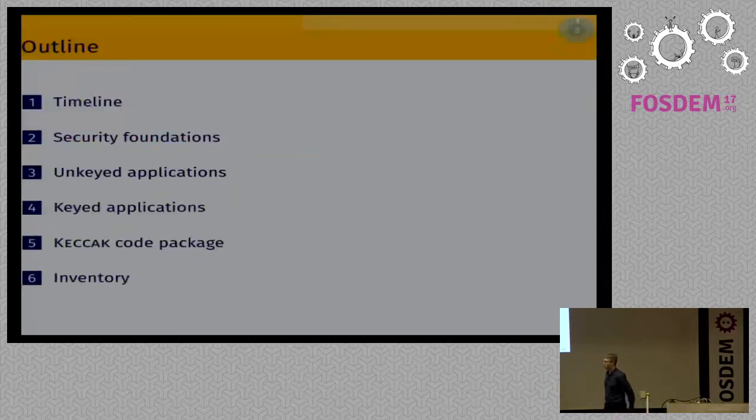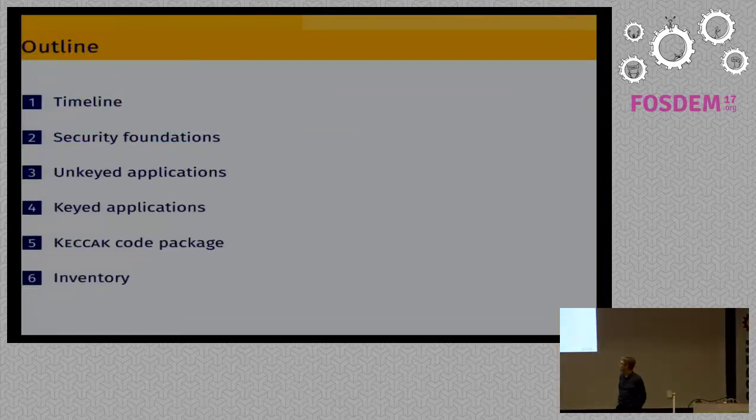So this is the outline of my presentation. I will start with some introduction. Then I will try to discuss the security properties of symmetric cryptography. Then the core of the presentation will be divided into two parts, the keyed applications and unkeyed applications, depending whether or not we need a secret key. Then I'll talk briefly about the Keccak code package and recap on the functions with some inventory.